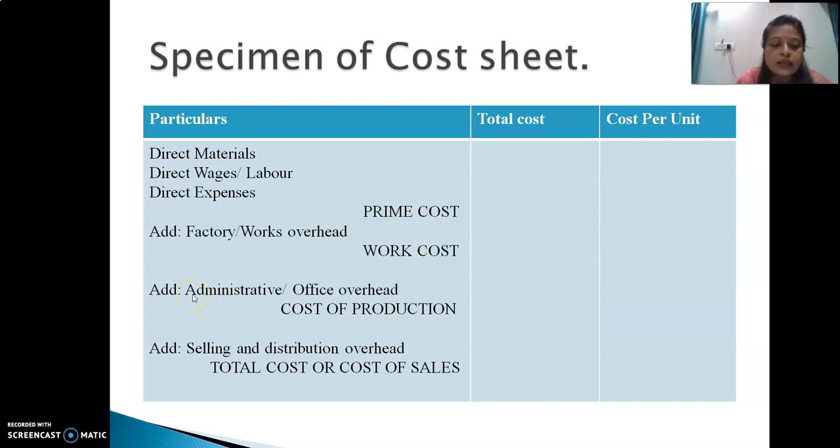Then we will add the administrative and office overhead. Adding administrative and office overhead with work cost, we will get the cost of production. Then lastly, we will add the selling and distribution overhead. Adding selling and distribution overhead with the cost of production, we will get the total cost or cost of sales.